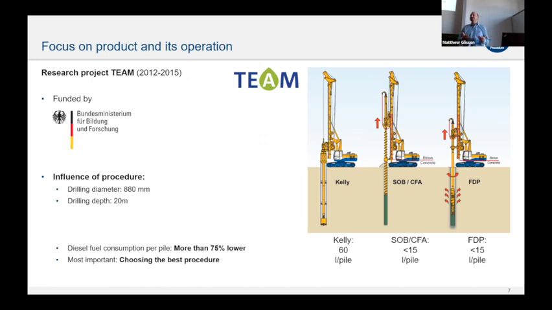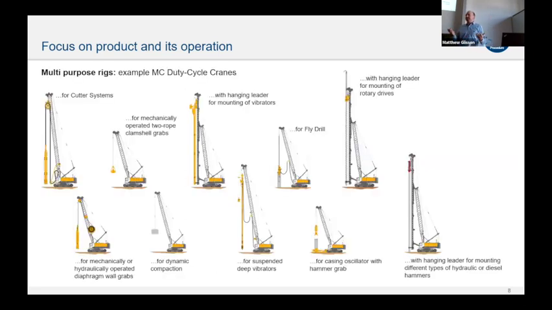So from our point of view, after talking about concrete and cement and steel, choosing the right procedure, the right method, is the biggest lever. And what does that mean for the machine manufacturer, for the equipment producer? Well, we need to supply flexible products. This slide shows the applications which are possible with a duty cycle crane out of our product portfolio. You see that more than 10 different special foundation methods are possible with one single piece of equipment. So the contractors are able to select the best way to do the work, and this flexibility is quite important.